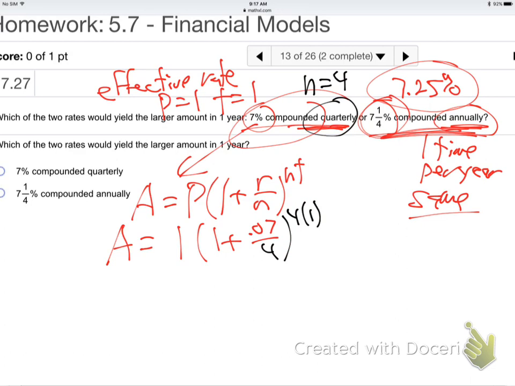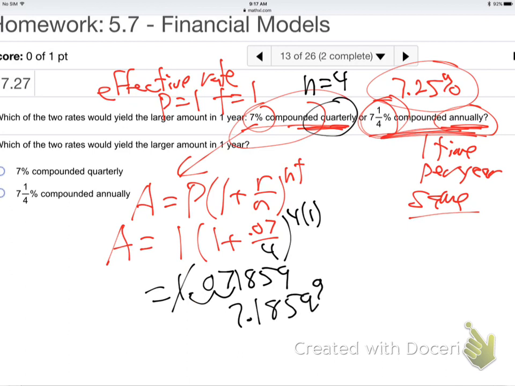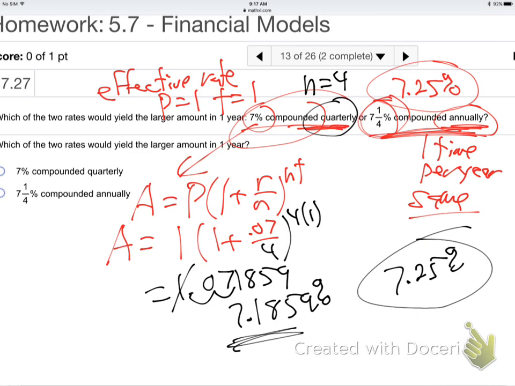So then just hit the buttons on your calculator. I'm going to do that right now. 1 plus 0.07 divided by 4, to the 4th. I'm getting 1.071859. So what do we do? Subtract off the original dollar, move the decimal 2 places: 7.1859%. How does that compare to 7.25? This one's higher, as we thought. The 7% quarterly made it go up to 7.18, but it didn't go past 7.25. 7.25 is still the higher one. Does that make sense? That's how you would compare apples with apples. That's how you would know the real comparison of these loans, right?